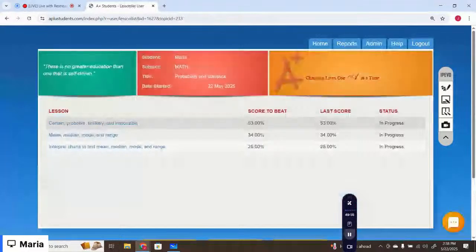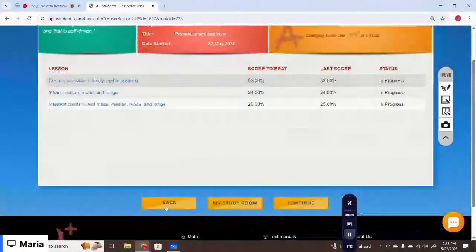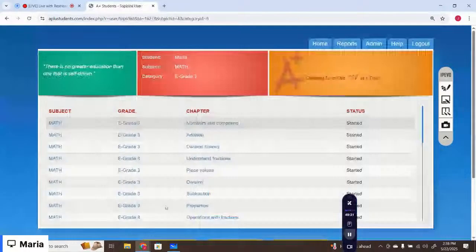We can complete the lesson here. The chapter was probability and statistics. The lessons we have learned today are certain, probable, unlikely and impossible, median, mode and range, and using a chart to find the median, mode and range. So please make sure before the next session you complete all the practice questions of the lessons we just did. That is your homework for the next session.